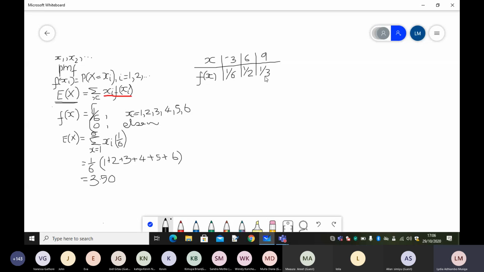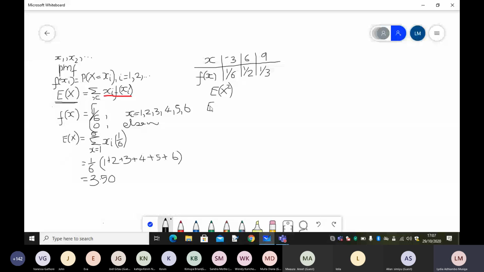The questions are: find the expectation of X, which is just the average value. And then the question goes further to ask us also to get the expectation of X squared. After a few examples, we will see where the expectation of X squared is applied. But for now, let us just get the average value, the expectation of X, and then we shall also get the expectation of X squared.